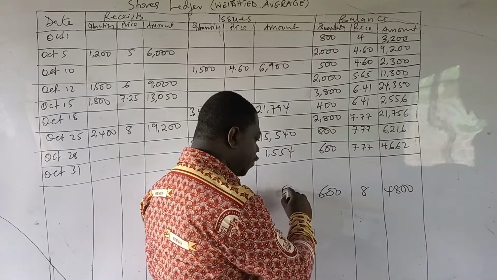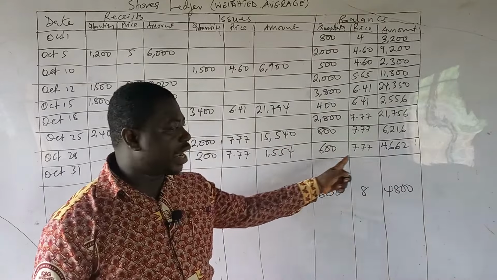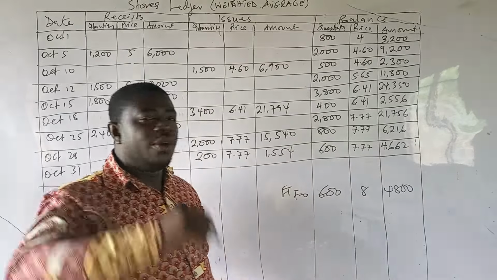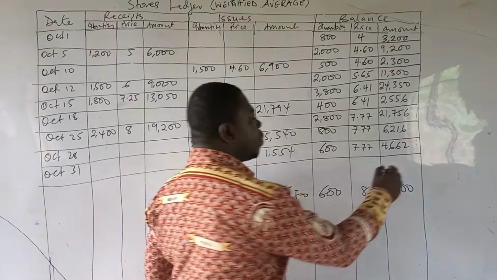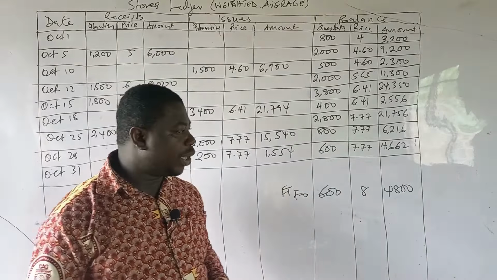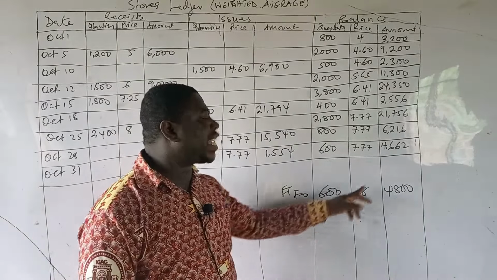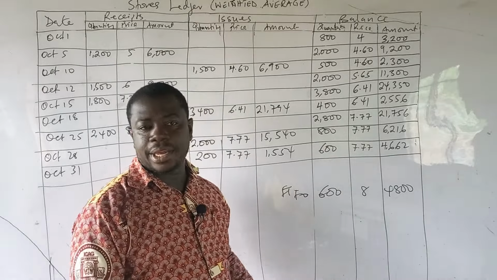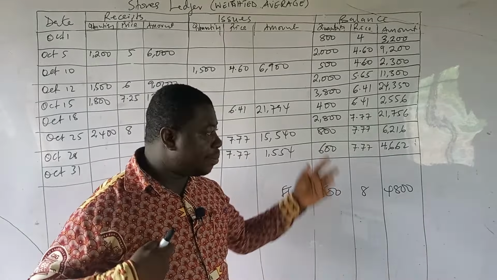So this is for the FIFO. And then we are getting weighted average to be 600 at 7.77. So it means that the weighted average method will always report a lower closing stock than the FIFO method. And FIFO will always report a higher closing stock than the weighted average method. That is the principle, or that is the implication.